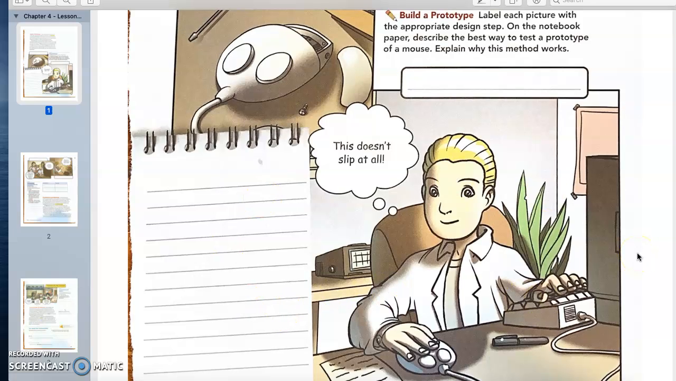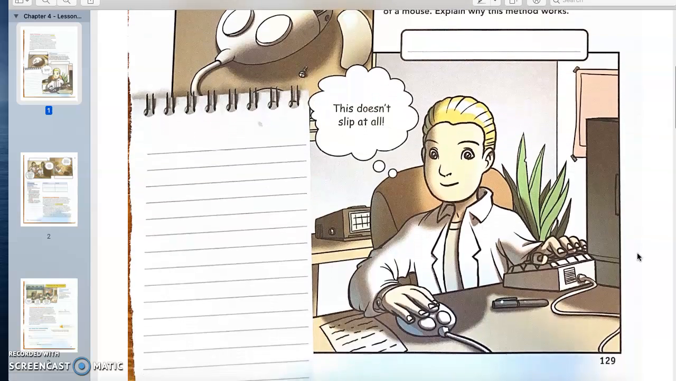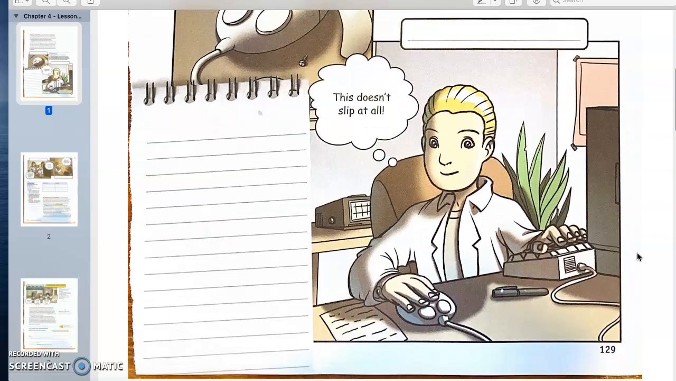Now, on our notepad, we're going to write the best way to test a prototype of a mouse, or the best place to do it. So in our reading, it told us exactly where they were testing this mouse. Right, they're testing it in a lab, and that would be best. What are some reasons testing it in a lab might be the best option? I think one of the reasons it's the best option is you can use a lot of different tools to see how the mouse reacts to different problems. If you need to pause the video to finish writing in your answers, now is a good time.